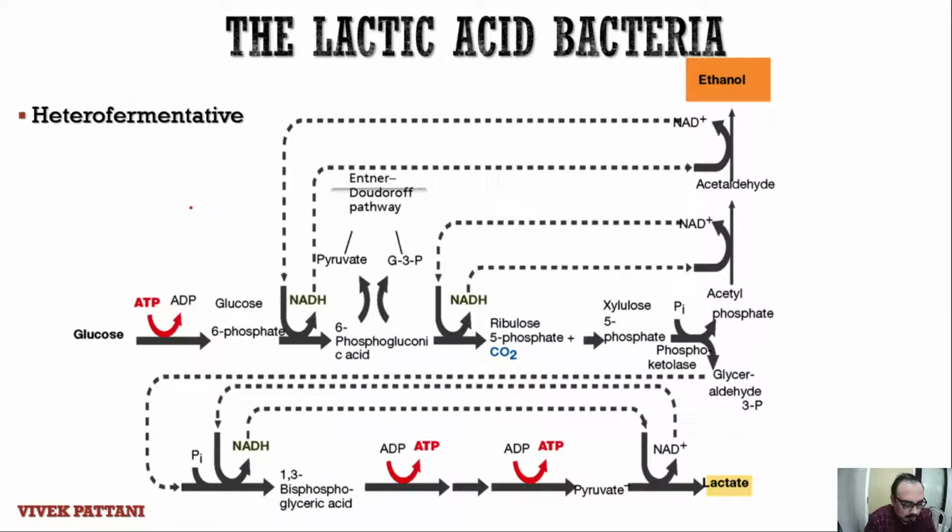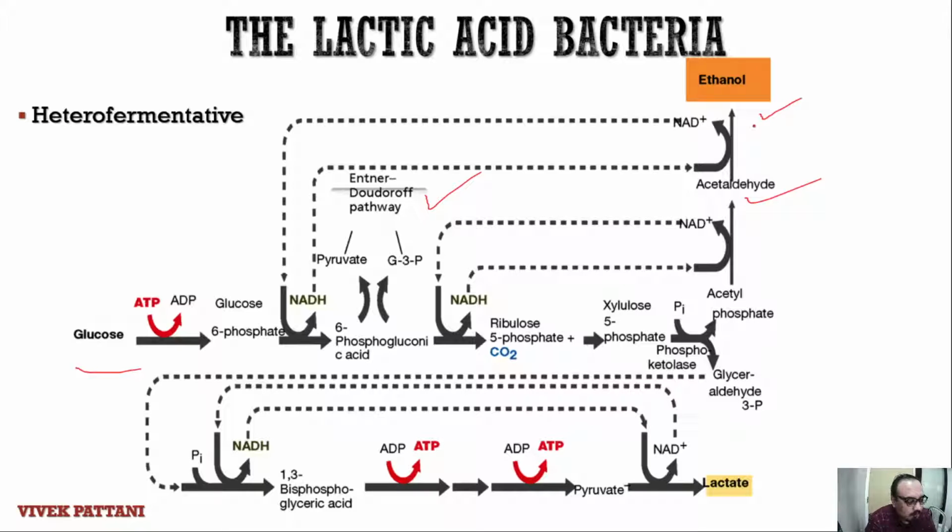Starting with the process, glucose is converted into glucose 6-phosphate, and further transferred to 6-phosphogluconic acid. This enters the Entner-Doudoroff pathway, and ribulose 5-phosphate is formed, then xylulose 5-phosphate, etc., and acetyl phosphate, which will be converted into acetaldehyde and finally ethanol.